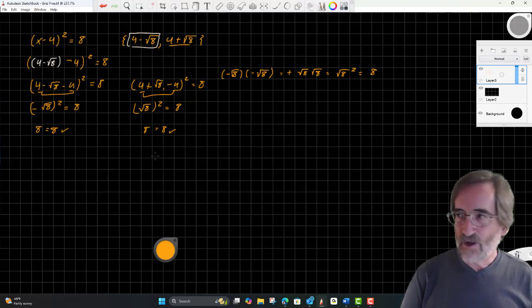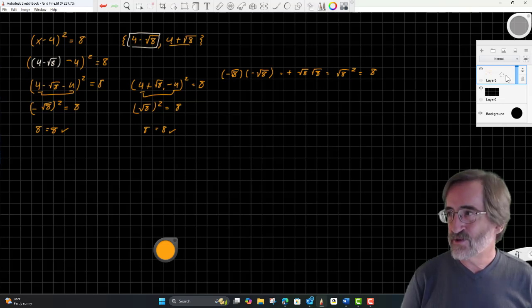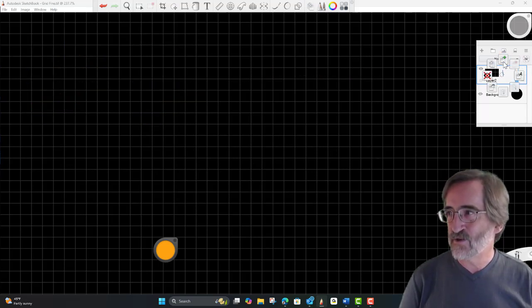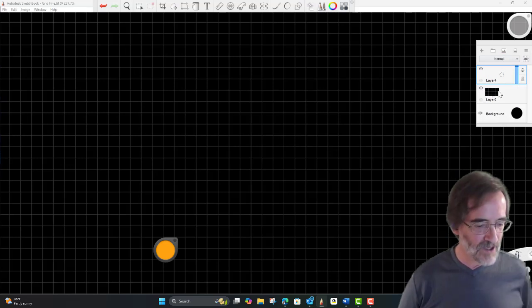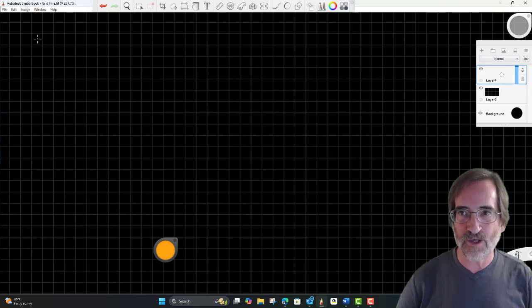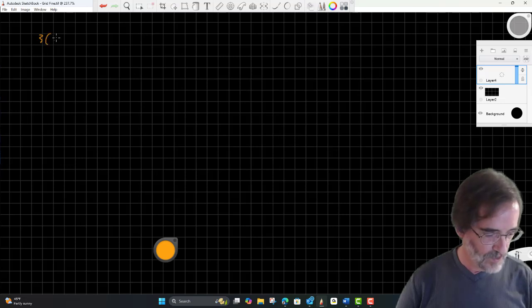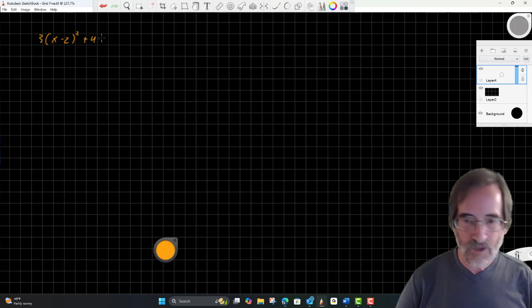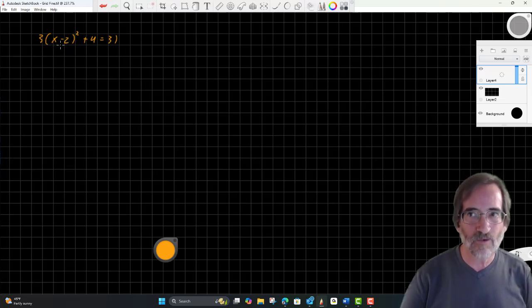Okay, and I've got one more example for you for this unit. This unit has 2 sections. So the first section is checking the validity of a solution by substituting. The second set has to do with actually finding the solutions to some quadratic equations. And these are quadratic equations that are of this form. 3 times x minus 2 squared plus 4 equals 31. And the form I'm talking about is where there's only one squared and only one x.